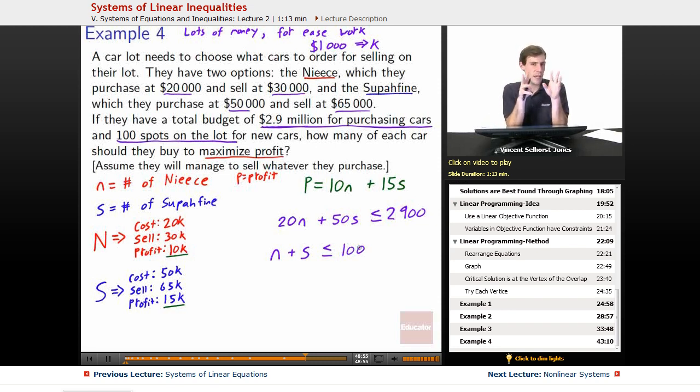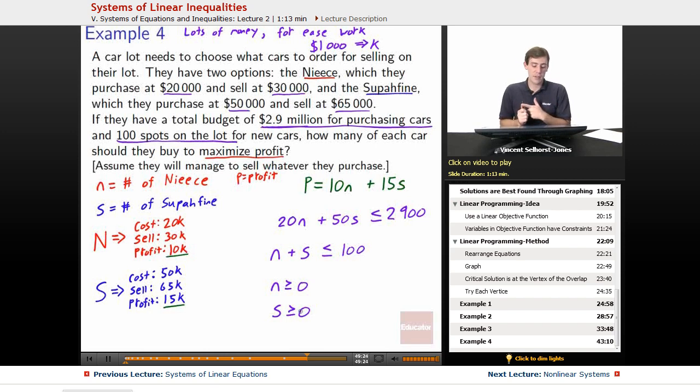Now there are 2 hidden requirements that we might not see, but it'll make it easier to actually graph the thing. Think about this. Is it possible to have a negative number of nices? Can they buy negative cars? No. The lowest number of nices that they can buy, or the lowest number of any car that they can buy, is 0. So we know that however many nices they buy, n has to be greater than or equal to 0, and similarly s must be greater than or equal to 0. So we've got 4 requirements on this.